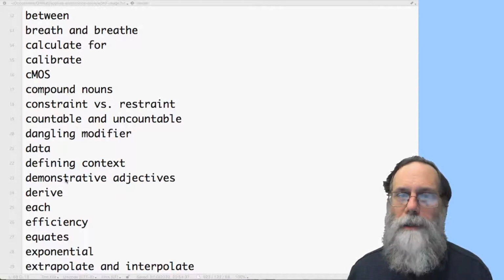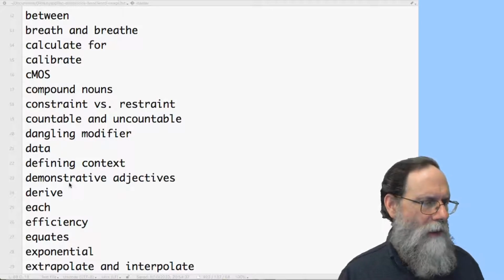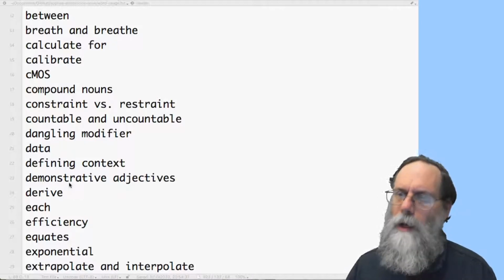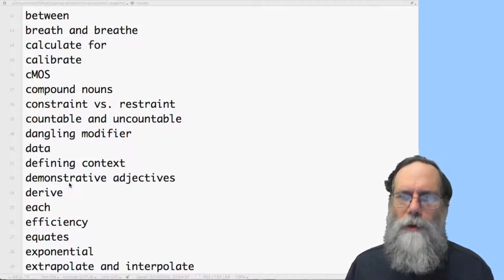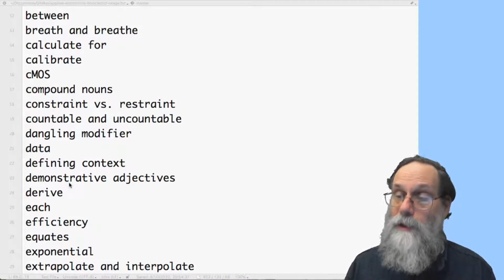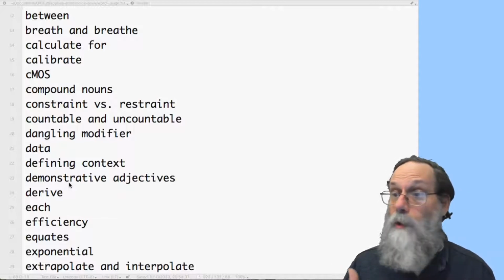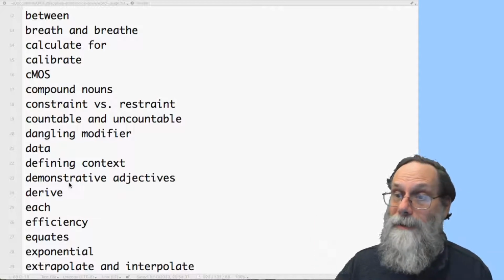Okay. Demonstrative adjectives. I mentioned these, I think, just a moment ago. These are words like this, that, these, those. Those words can be used either as demonstrative adjectives, which is to say they're replacing an article. So it's replacing the word the. I can talk about these fingers.